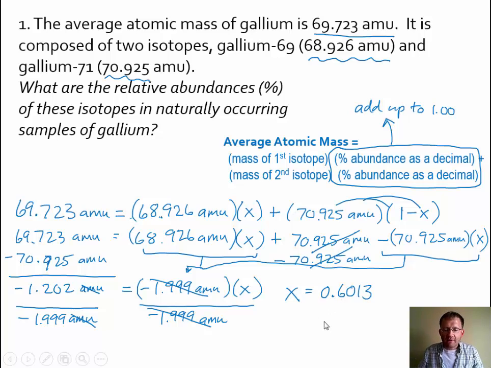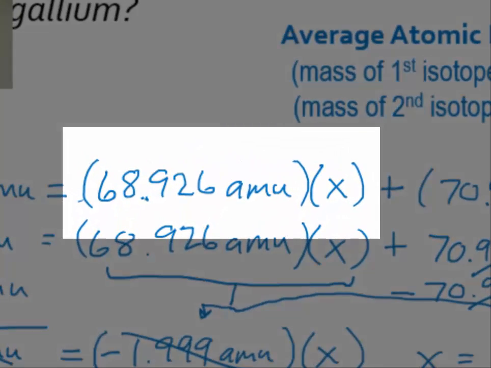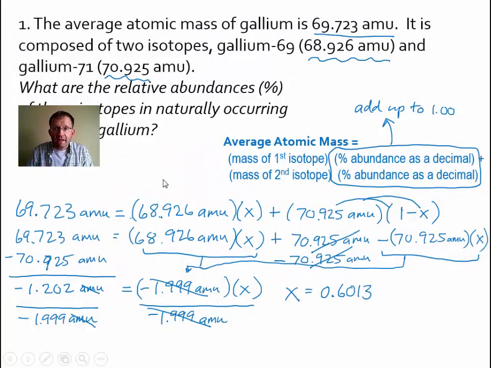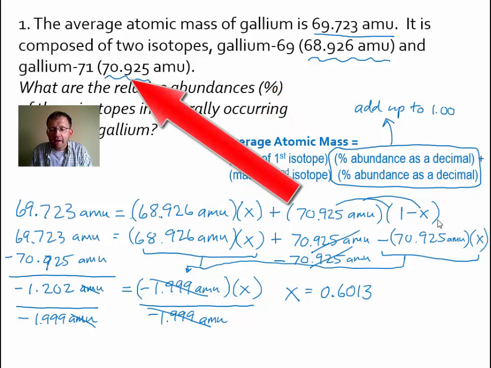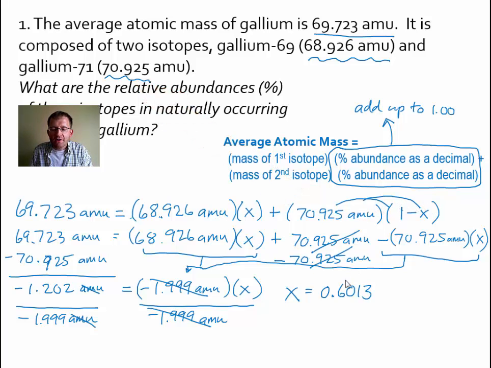Now, a lot of times in math class, we get to x and we say, yeah, I got x, but what the heck is it, right? It's important to keep track of what x represents. In this problem, x represents the percent abundance of the first isotope written as a decimal. So we've taken x back to the beginning of our problem and put it in place here as the percent of gallium-69, this first isotope. And 1 minus x was the percent of gallium-71, our heavier isotope. So x as 0.6013 is a percentage written as a decimal. Now remember, when we write percentages as decimals, we move the decimal over twice.